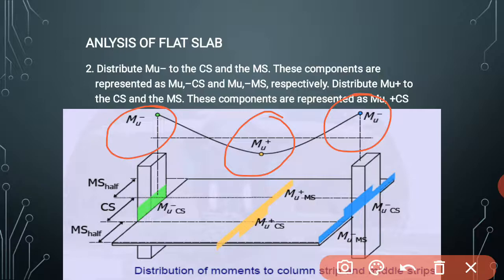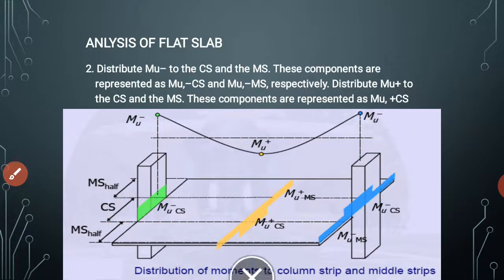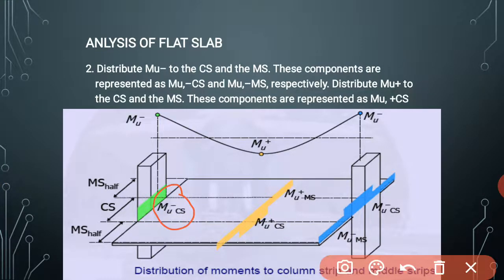Now what will be the change, that is the moment in the column strip. This Mu CS means moment in the column strip. This is the column strip, CS is the column strip. And then the moment in the middle strip shall be the difference between panel and column moments. Obviously the moment in the middle strip, I'll show you here, is the difference between panel and column strip moments.